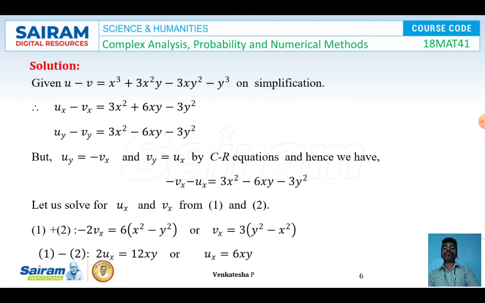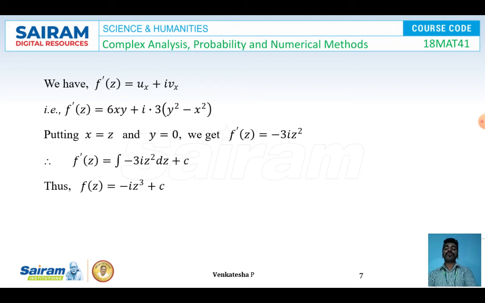Once we got the values of ux and vx, I'm going to take the formula, that is f dash of z is equal to ux plus ivx. In the place of ux I'm putting 6xy, and in the place of vx I'm putting 3y square minus x square. Now I'll put x is equal to z, y is equal to 0. If I replace those values, the 6xy will become 0 plus i times 3 into 0 minus z square. So I got f dash of z is equal to minus 3iz square. After integration, the value of f of z will become minus 3i times z cube by 3. The 3 gets cancelled. I got minus i z cube plus c.